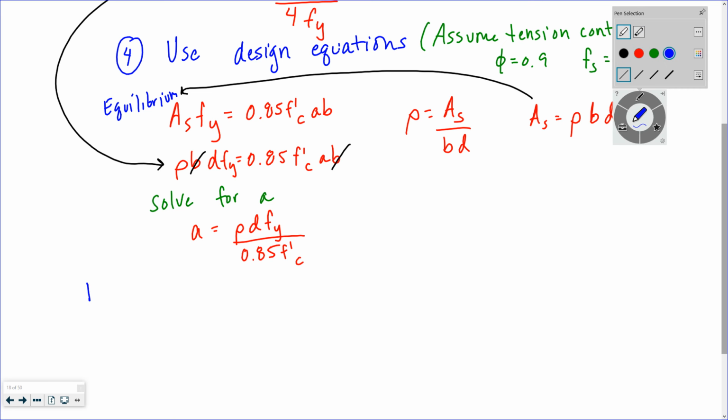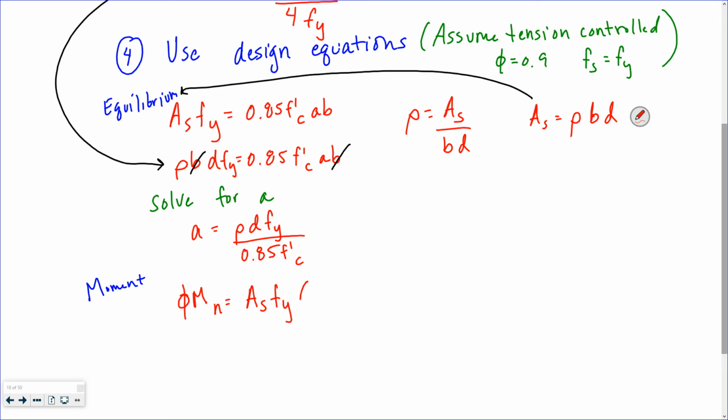A moment. Phi Mn equals As Fy times (d minus a over 2).